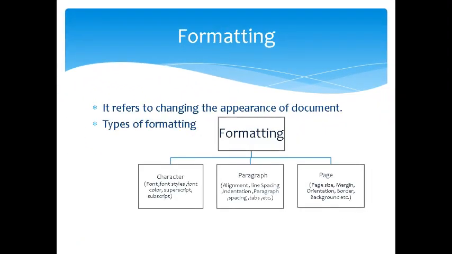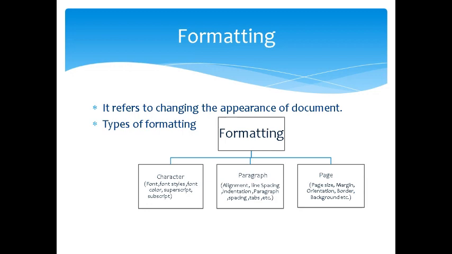Formatting refers to changing the appearance of text or document to make it attractive. It can be done in a number of ways. For example, making the text bold, italic, underline, applying colors, etc. Types of formatting. Formatting can be done in three ways: character, paragraph, and page.